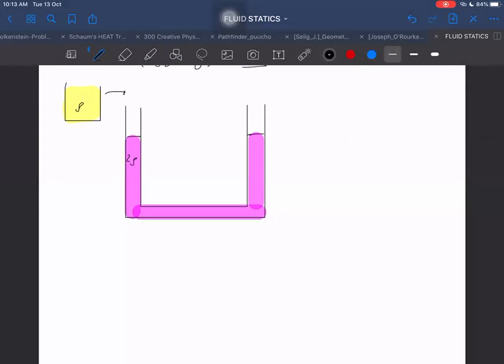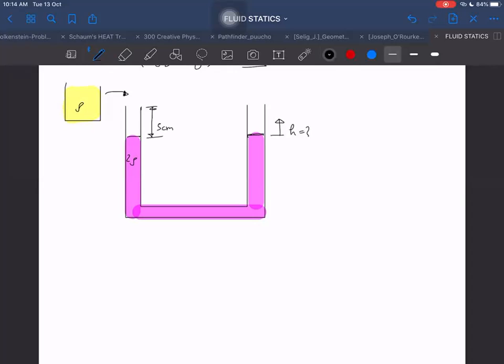Question is, how much high will it rise after we pour this liquid into this limb? What is length given? This length is given as 5 centimeters. How high the liquid will rise? What is the height raised by the liquid on the other side?